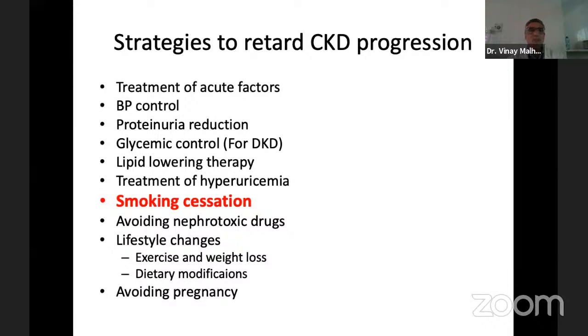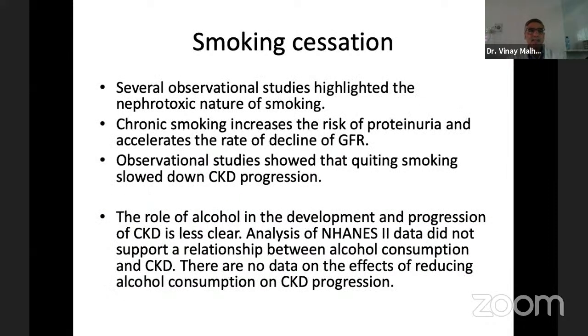Then lifestyle modification is important. Smoking is known to cause progression of chronic kidney disease. So smoking cessation should be advised to our patients of chronic kidney disease. Several observational studies have highlighted the nephrotoxic nature of smoking. Chronic smoking increases the risk of proteinuria, and it accelerates the rate of decline of GFR. Studies have shown that quitting smoking slowed down CKD progression.